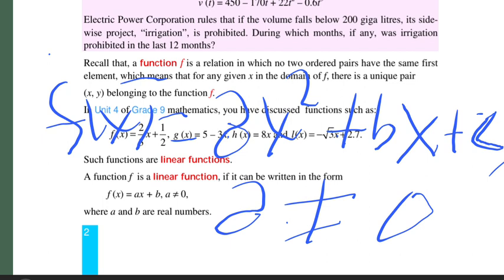When we restrict only this, because it doesn't matter when b is equal to 0 or c is equal to 0, it doesn't really matter.